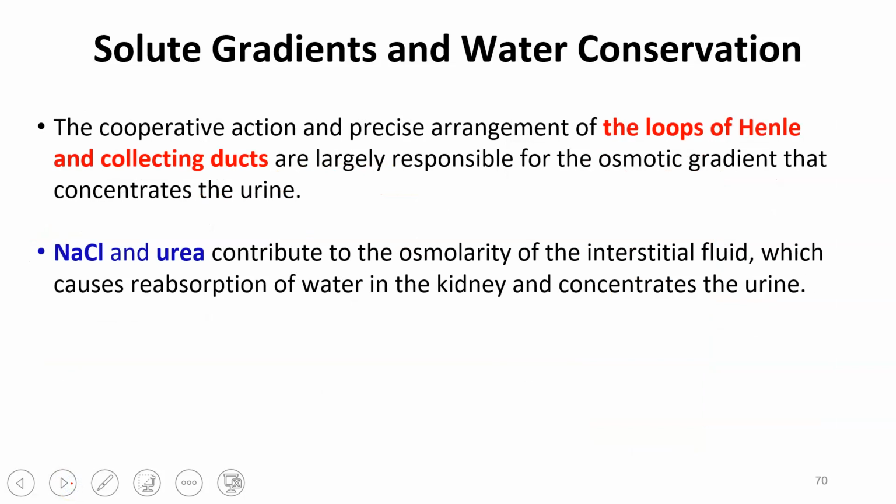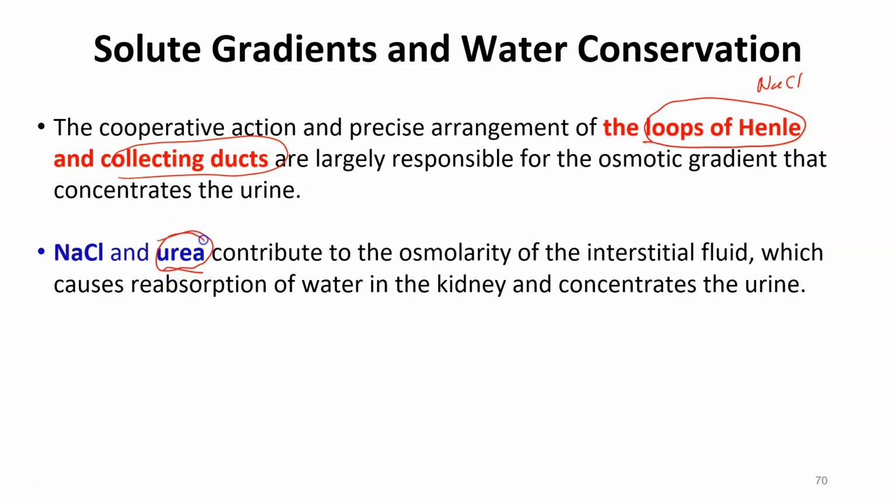Okay, so the cooperative action and precise arrangement of the loops of Henle and collecting ducts are largely responsible for the osmotic gradient that concentrates the urine. So both of these, the loop of Henle and collecting ducts, play a very major role in the reabsorption of water and also reabsorption of sodium chloride and another solute, which is urea. The reabsorption of urea will occur only at the collecting ducts.